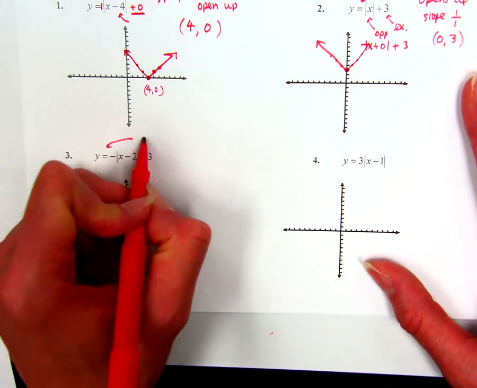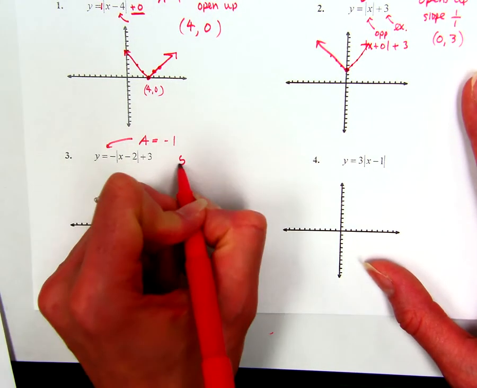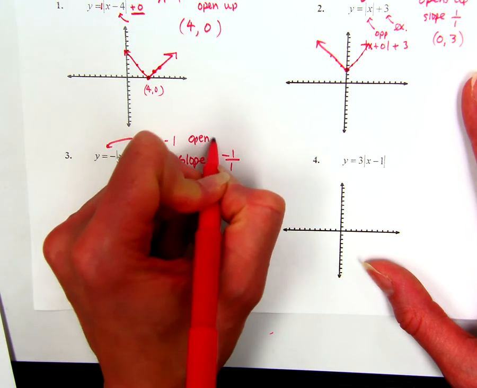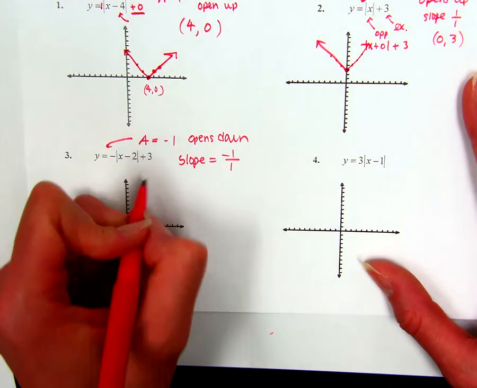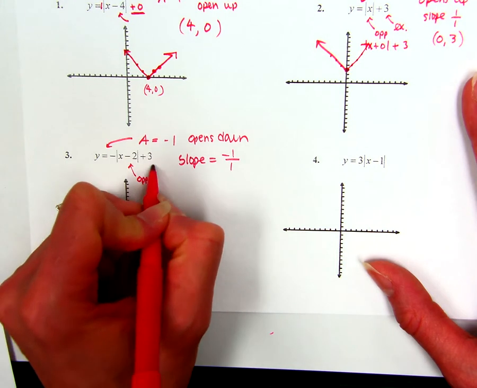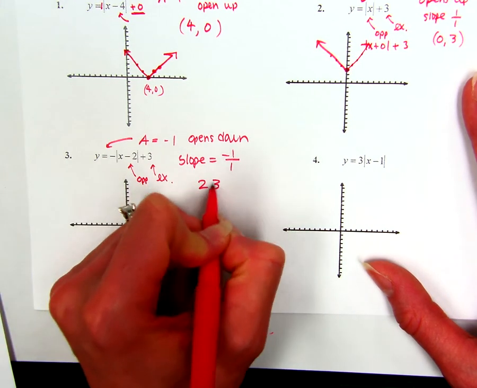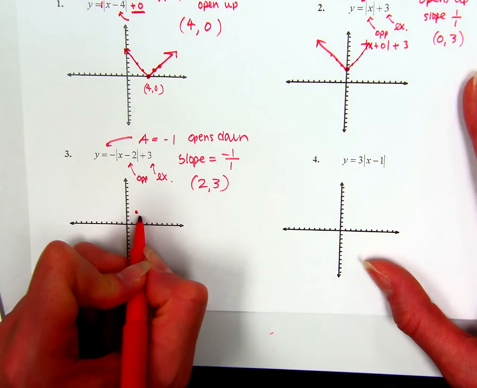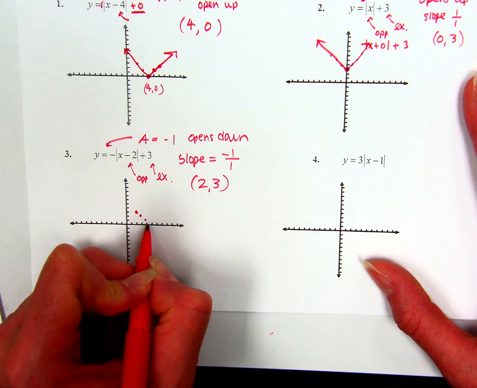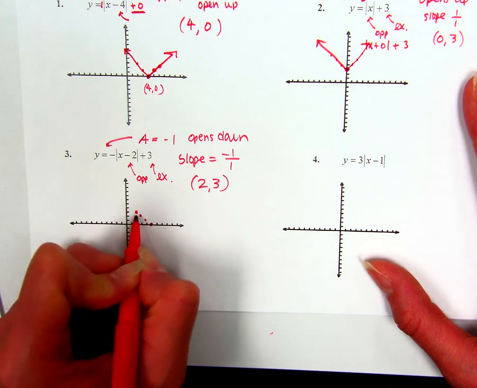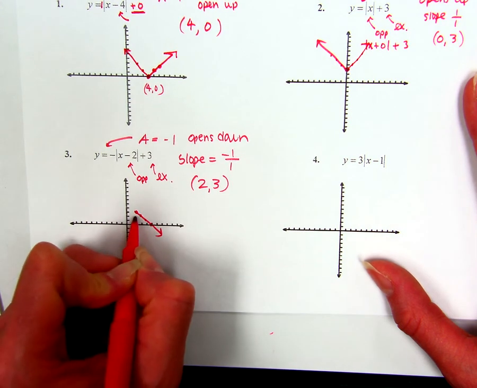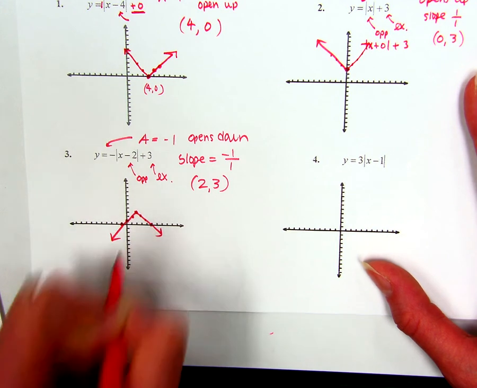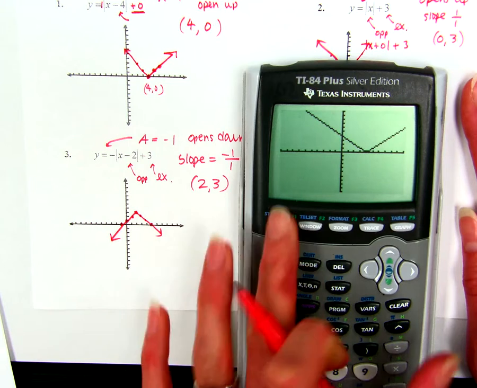Okay, number 3. So this time A equals -1. So my slope is -1 over 1, and it opens down this time. All right, and then I'm going to take the opposite of that and exactly this. So it's +2, 3. That's my vertex. So you always start at your vertex, and then you do your slope. Down 1 over 1, down 1 over 1, and then here I'm going to go down 1 over 1 again, to the other side. Okay, and I'm just going to double check that this one is correct too.